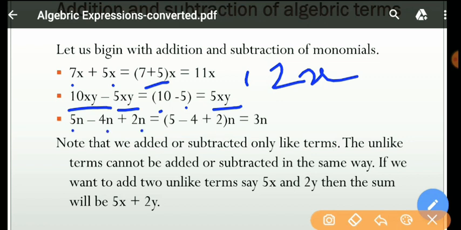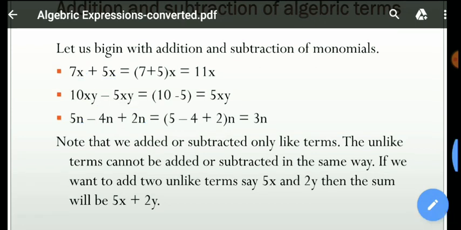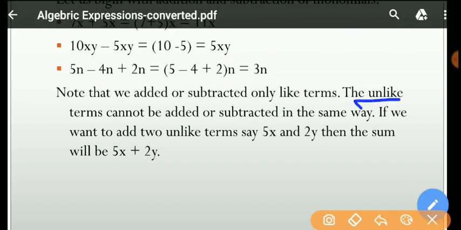5n minus 4n plus 2n. So 5 minus 4 plus 2. 5 minus 4 is 1. 1 plus 2 is 3. So that's why it is 3n. Understood? Note that we added or subtracted only like terms. This 7x, this 5x, this 10xy, this minus 5xy, 5n, 4n, twice n. These are all like terms. Yes or no? So the unlike terms cannot be added or subtracted in the same way.